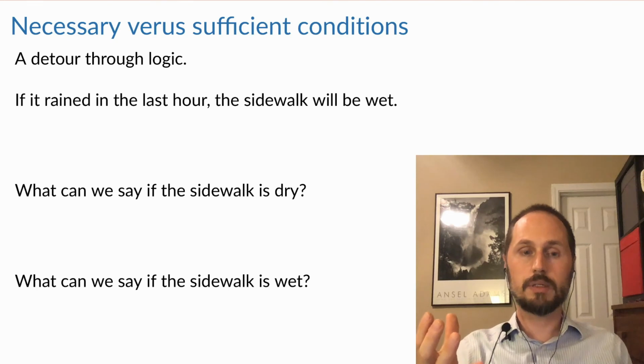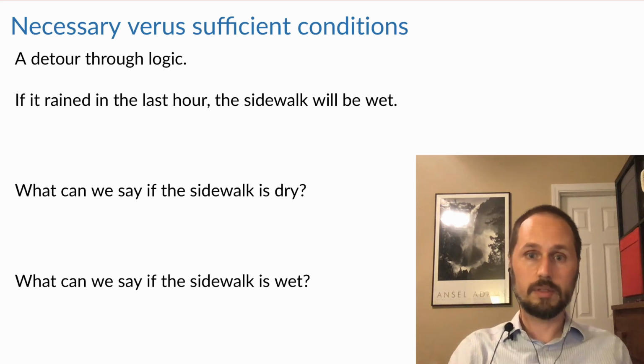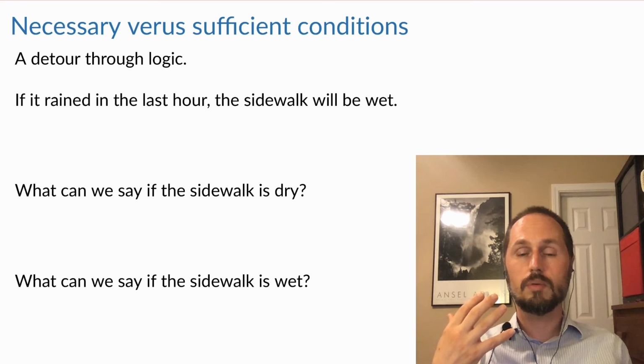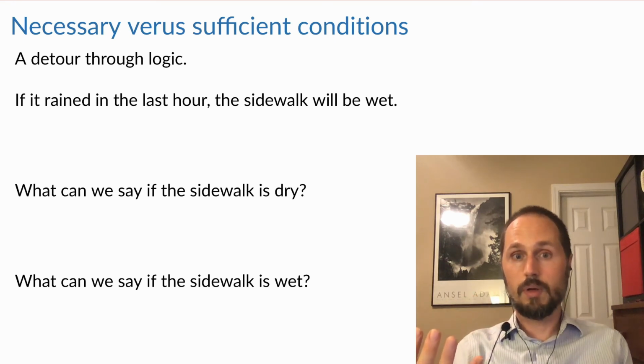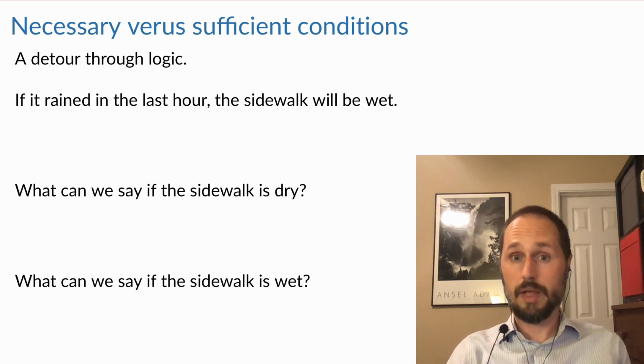Okay, so imagine that I make the statement, if it rained in the last hour, the sidewalk is wet. Right, so that's a statement about the sidewalk, and it's a true statement. If it rained in the last hour, the sidewalk is indeed going to be wet when I go outside. So here are two questions for you. If I go outside and I see a dry sidewalk, what does it mean? Well, it means it didn't rain, right? If the sidewalk is dry, I know it did not rain.